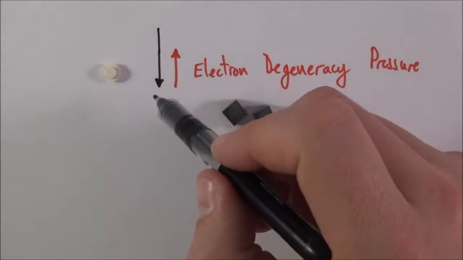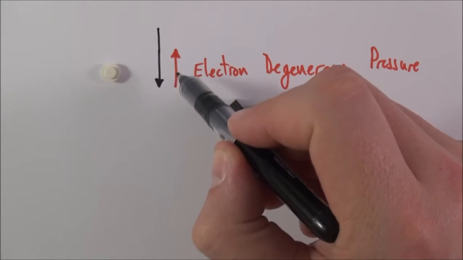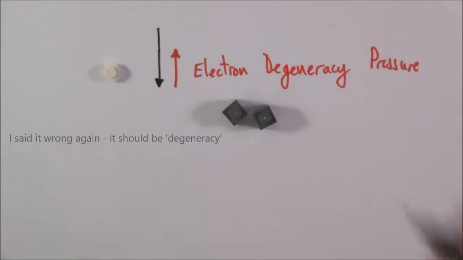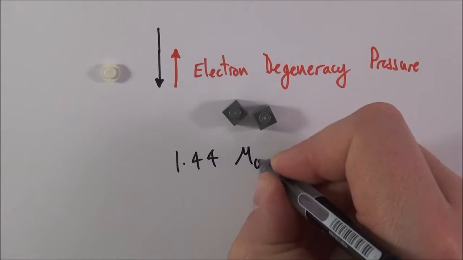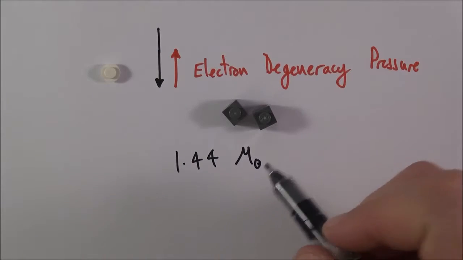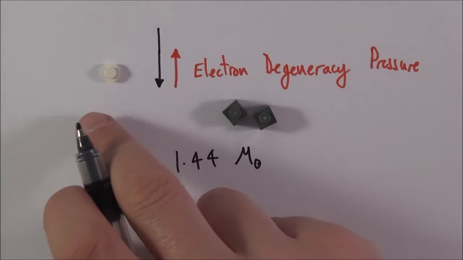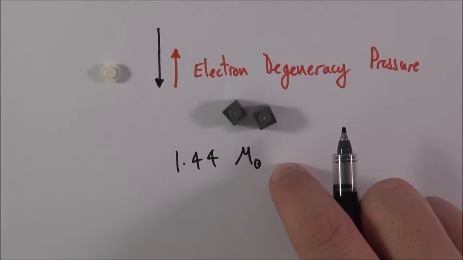But in high mass stars, what we find is that there's a point where the force of gravity pulling in is bigger than this electron degeneracy pressure. When you have a white dwarf, so this is the core left, which is greater than about 1.44 solar masses, suddenly this white dwarf can't exist anymore. And this is a limit, and we call it the Chandrasekhar limit.